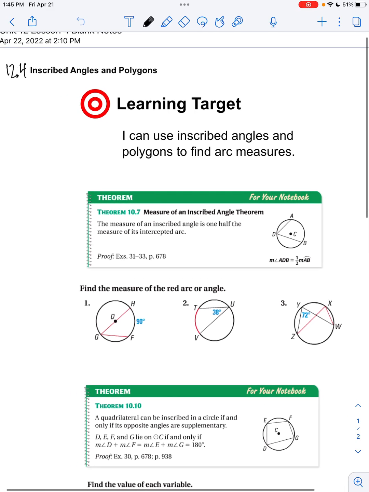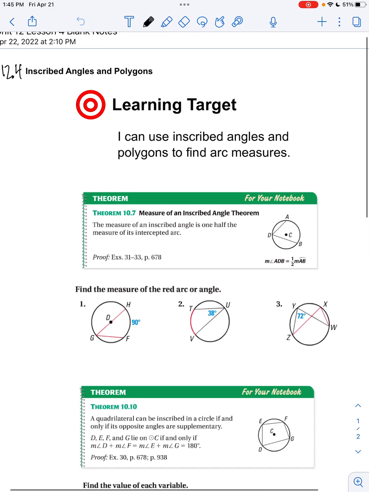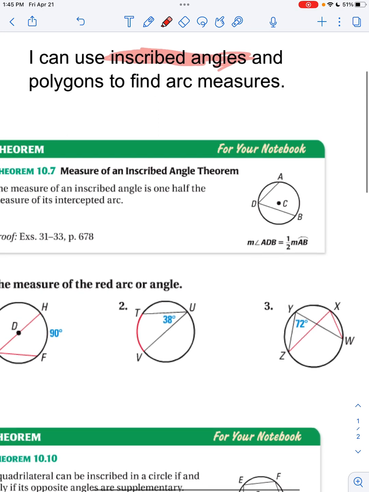Okay, looking at lesson 4, continuing on with our circles. We're going to talk about inscribed angles and polygons to find arc measures. So an inscribed angle is a little bit different than a central angle.